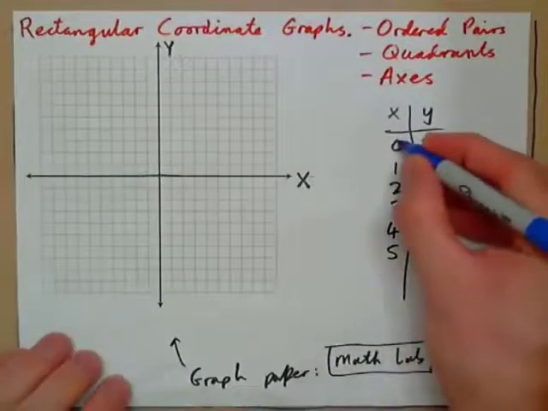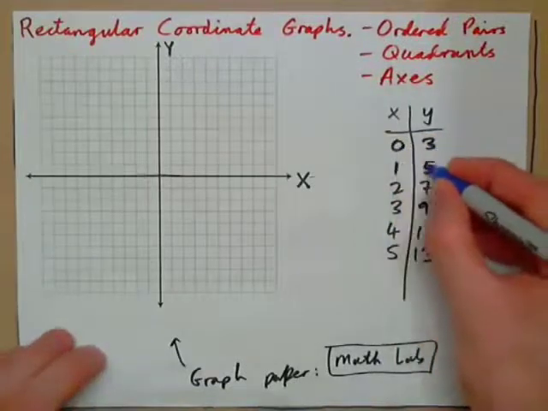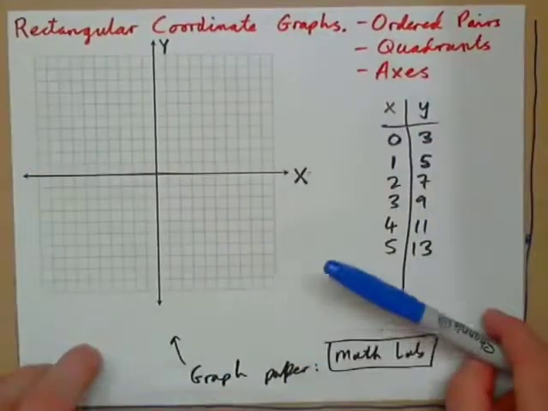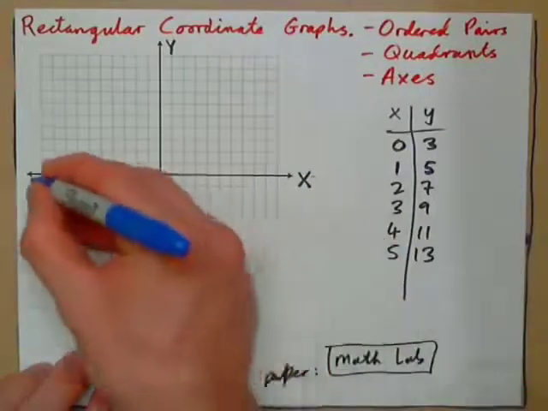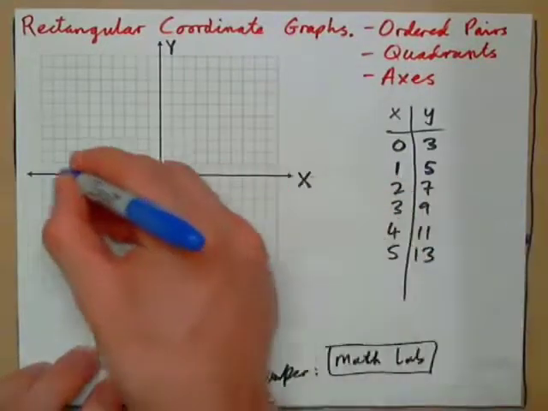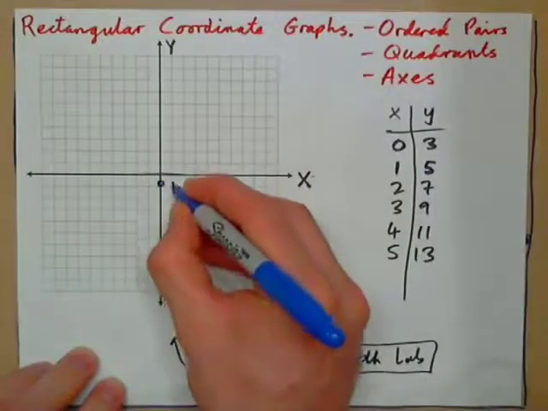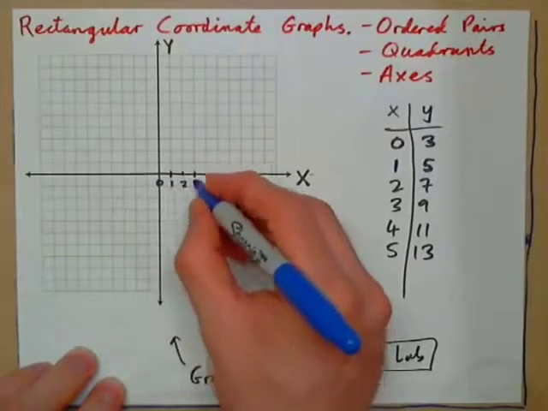So when x is 0, y is 3, and when x is 1, y is 5, how do we put this information in a graph form? Well, first of all, we number the axes. This is the x-axis. It's a number line. It goes in this direction. And the number line goes 0, 1, 2. So each of these lines is where it's marked off.